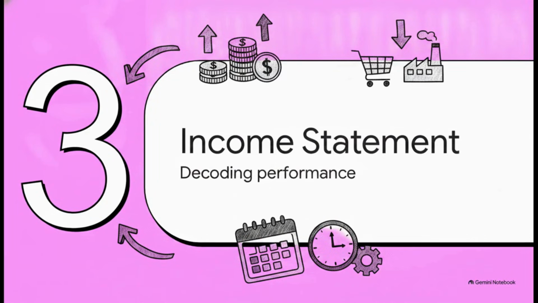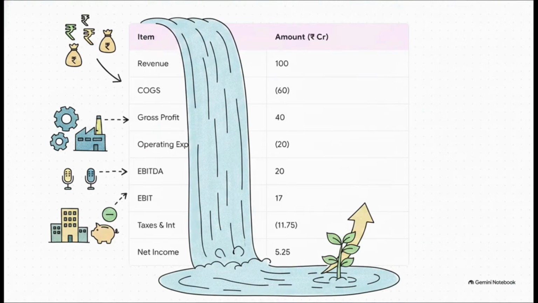Section 3. Decoding the income statement. Now it's time to decode our performance over a specific period. Let's track this journey using kind of a waterfall structure. Starting from 100 crore rupee top-line revenue, we are systematically going to subtract costs to arrive at our bottom line. Now, this statement evaluates performance over a period of time, like a full calendar year. You start with revenue, then you subtract the direct cost of goods sold to get your gross profit.